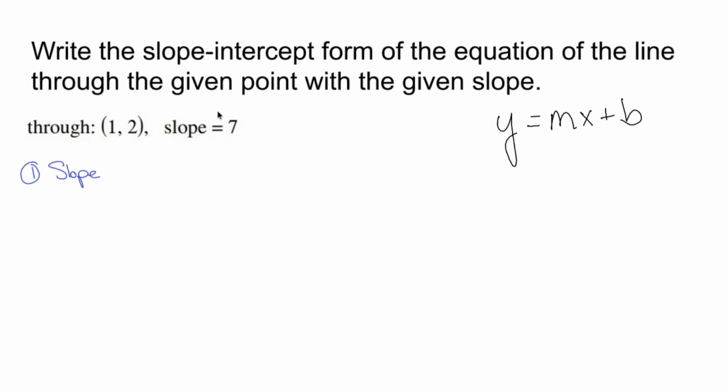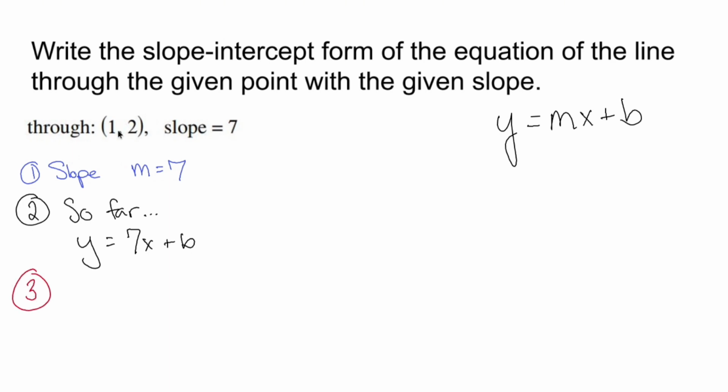Well, that's wonderful. The slope is 7, so m is going to equal 7. Once we have that, you're going to write out what you have so far. So step 2 is, so far we have y equals, my slope is 7, so 7x plus b. Now step 3 is, once we have our slope, we're going to take our point and we're going to label our point x and y. We're going to take that and plug that in.